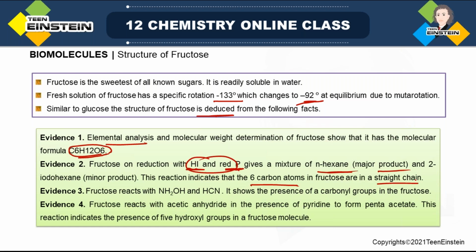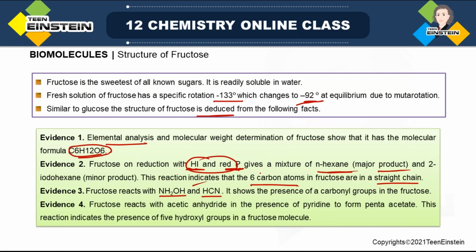Evidence number 3, that is also same as glucose. There we have seen how it is reacting with hydroxylamine NH2OH and hydrocyanic acid HCN, and it shows the presence of carbonyl group, because only with carbonyl group these molecules can react. Fine. So up to this, it is just like glucose.